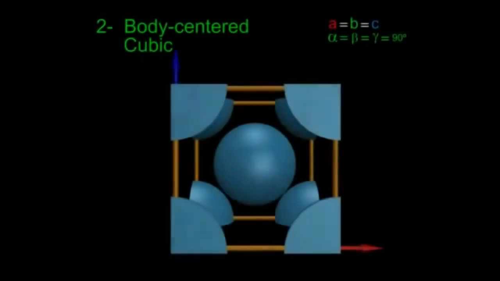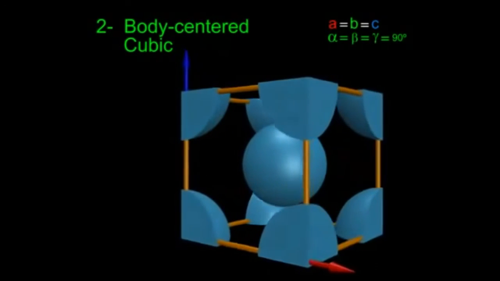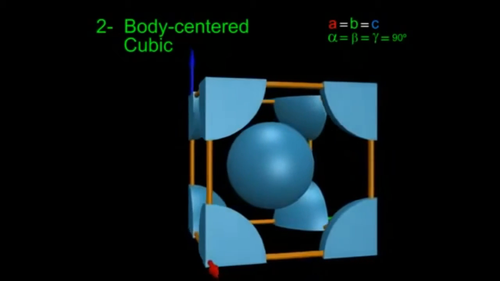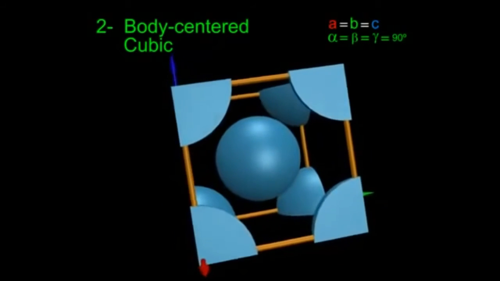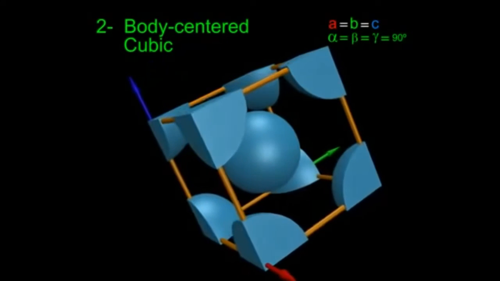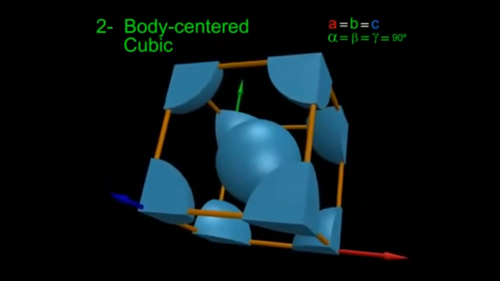The body-centered cubic system has one lattice point in the center of the unit cell, in addition to 8 corner points. The body-centered cubic unit cell has atoms at each of the 8 corners of a cube, like the cubic unit cell, plus one atom in the center of the cube.